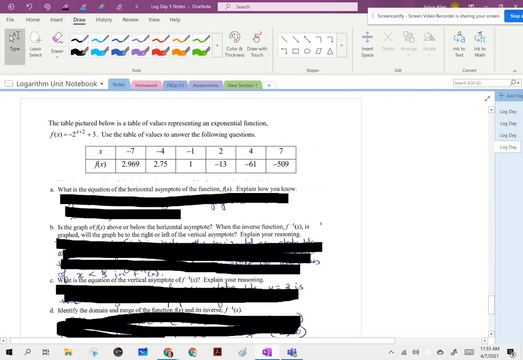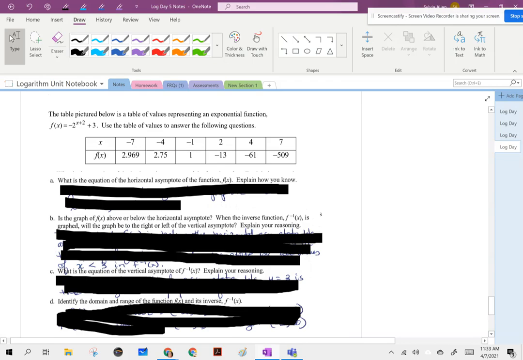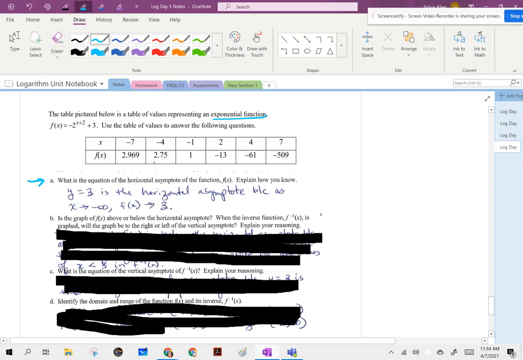All right, let's try it again. Says the table pictured below represents an exponential function. Use the table to answer the question. See if you can do A, B, C, and D. All right, on A, what is the equation of the horizontal asymptote, and explain how you know. Okay, so let's take a look and see what number things are approaching. Notice that we are approaching +3.